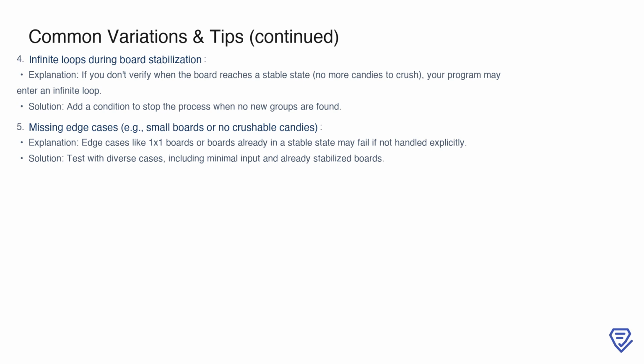Another common issue is missing edge cases, such as handling small boards or boards with no crushable candies. For instance, a 1x1 board or a grid already in a stable state might cause your solution to fail if not explicitly accounted for. To address this, it's essential to test your implementation with a diverse range of cases, including minimal inputs and scenarios where no crushing is required. Handling these edge cases ensures your solution is robust and reliable under all conditions.